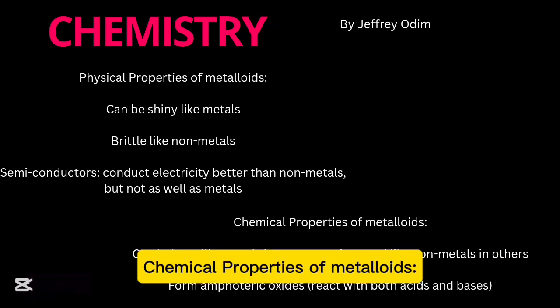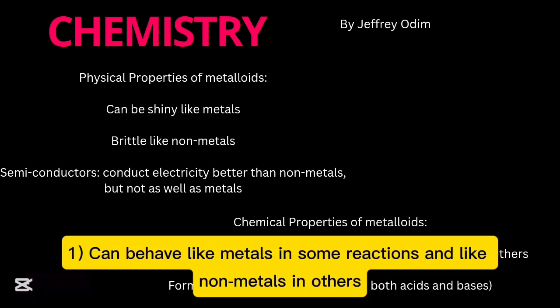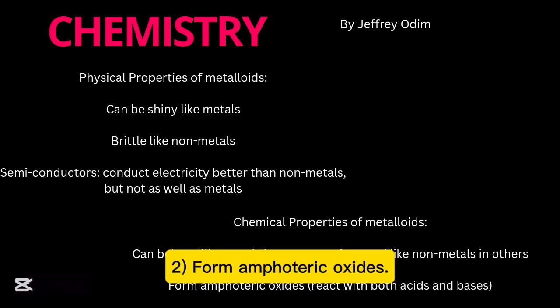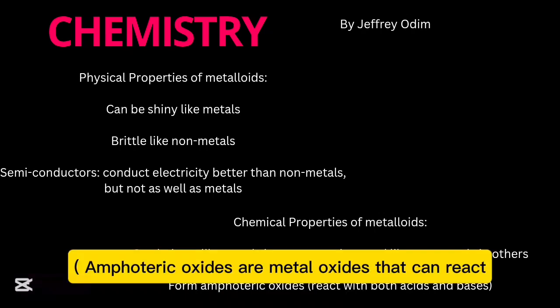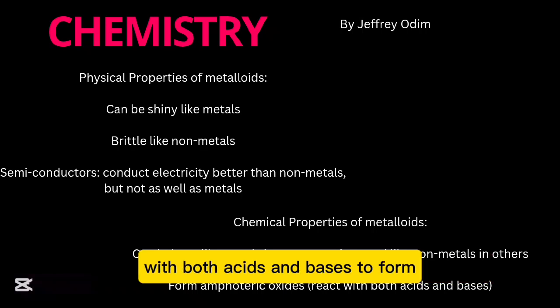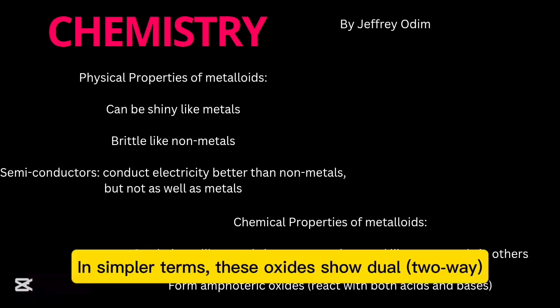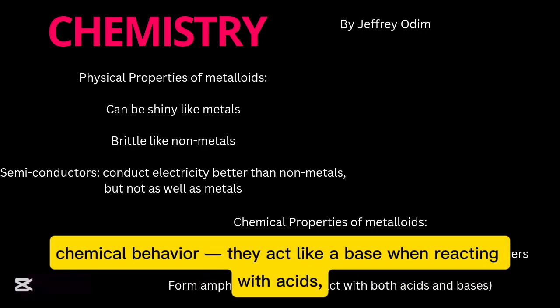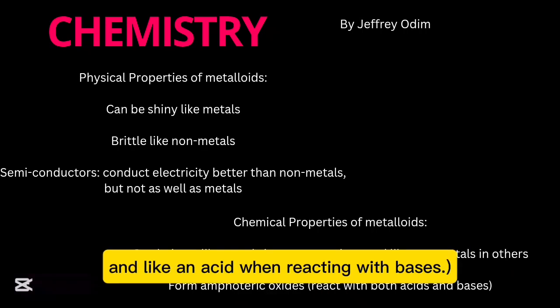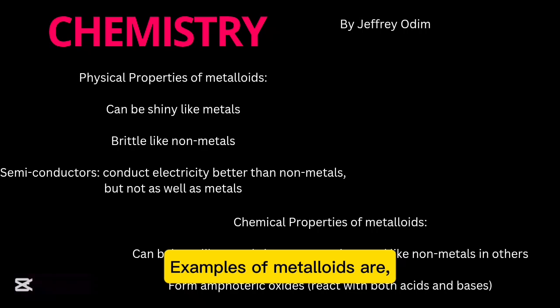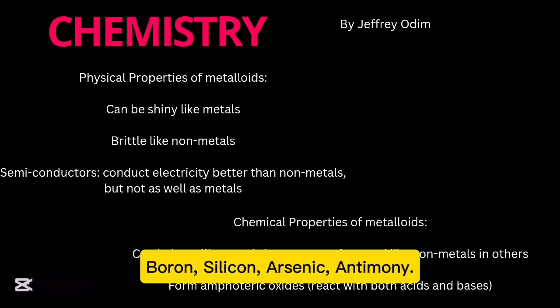Chemical properties of metalloids. 1. Can behave like metals in some reactions and like nonmetals in others. 2. Form amphoteric oxides. Amphoteric oxides are metal oxides that can react with both acids and bases to form salts and water. In simpler terms, these oxides show dual, two-way, chemical behavior. They act like a base when reacting with acids, and like an acid when reacting with bases. Examples of metalloids are boron, silicon, arsenic, antimony.